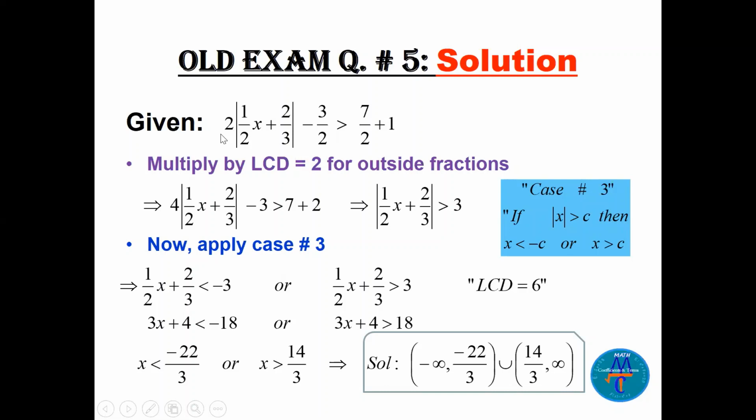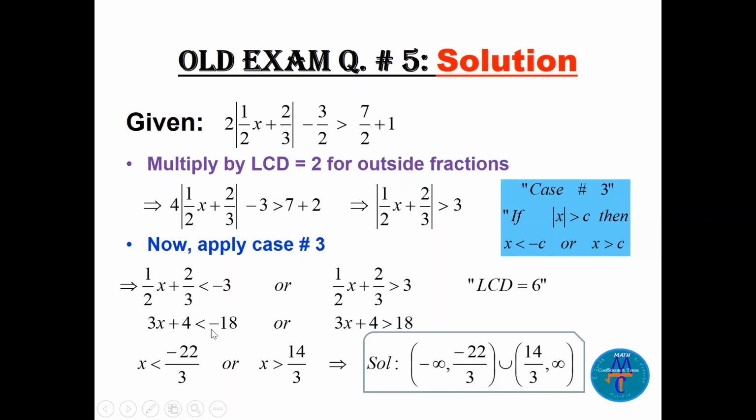So multiply by 2, multiply by 2 here, 3, multiply by 2, 7, multiply by 2, 2. Now 7 plus 2, 9, take this on the other side, divide by 4, it will be 3. Greater, now we have case 3. Case 3, we have to use or, remember. Or, you must say or. So this is half x plus 2 over 3 less than minus 3, or this one greater than 3.